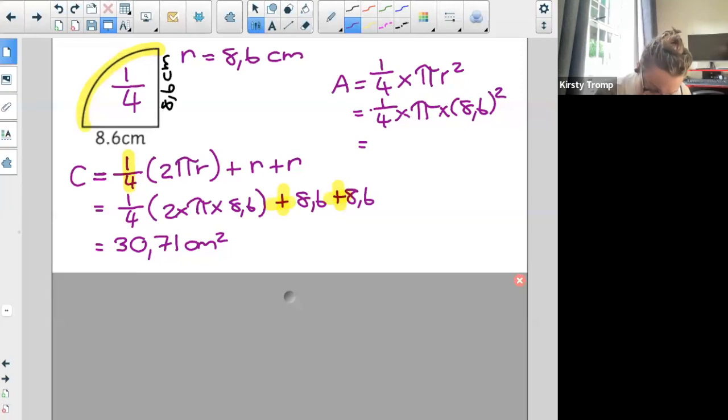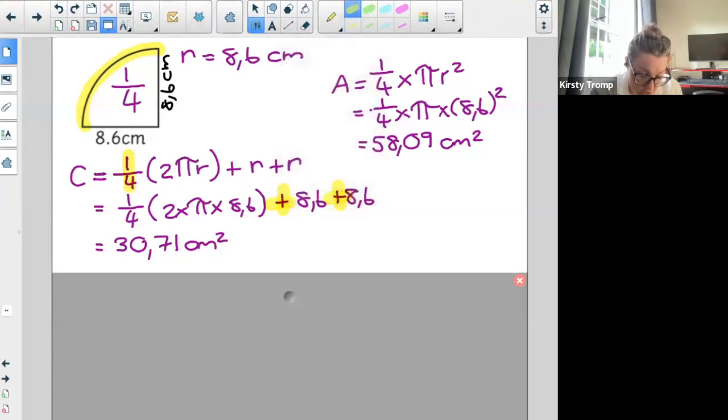So we're going to get 58,09 centimeters squared. And if you didn't get the same answer as me, if you got a weird answer, go back and check that you made this squared.